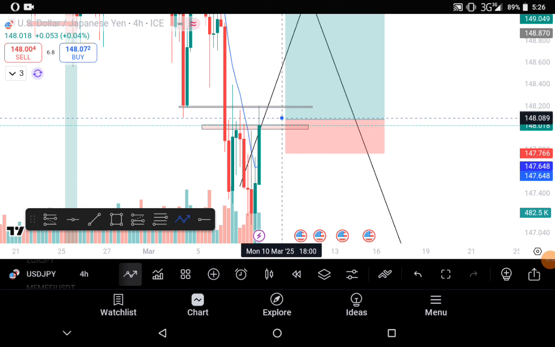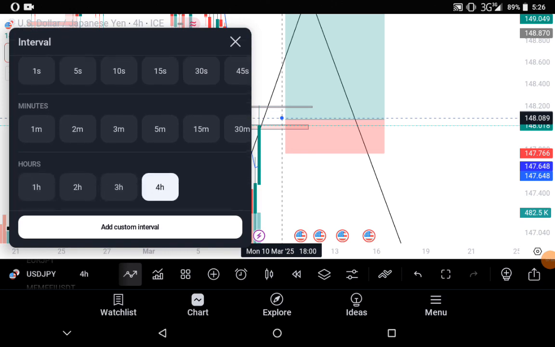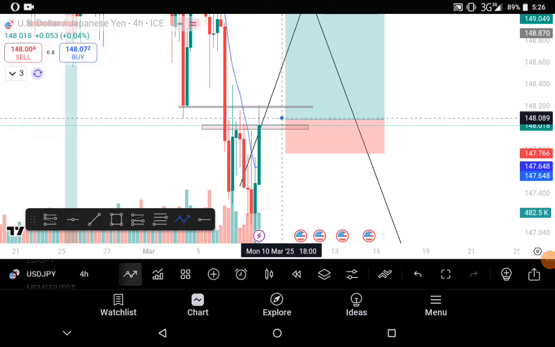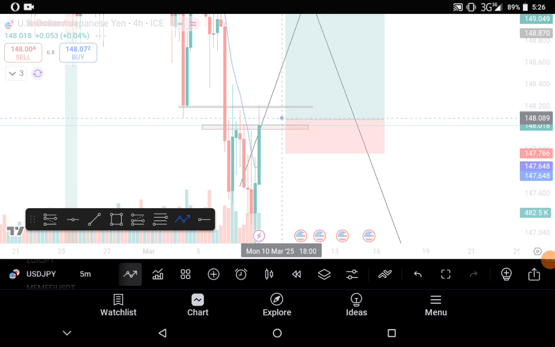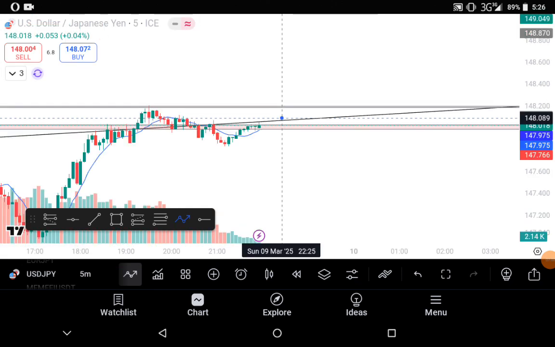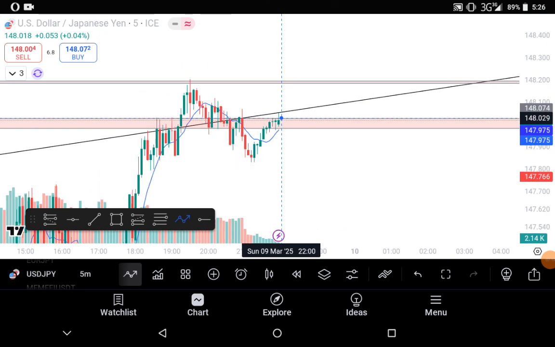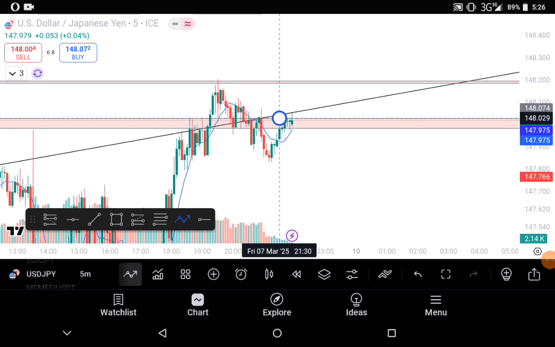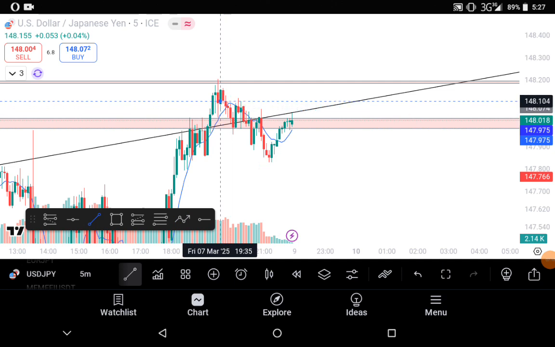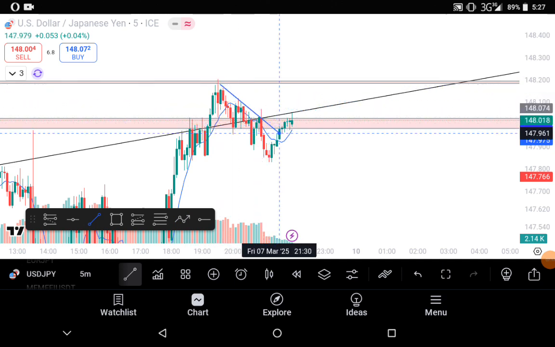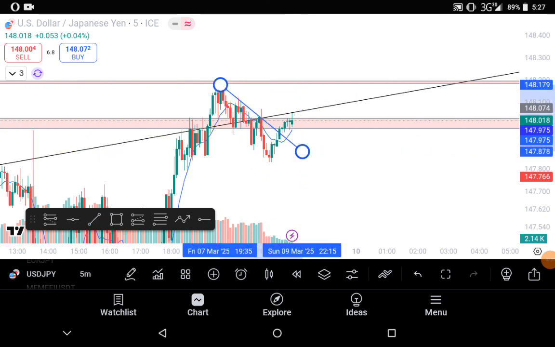So now let me go to the 5 minutes time frame and see what's happening there. Okay, 5 minutes. All right. So now if you look here on the 5 minutes time frame, you can see that there was a trend line break here. This trend line break signified that price is trying to go up.